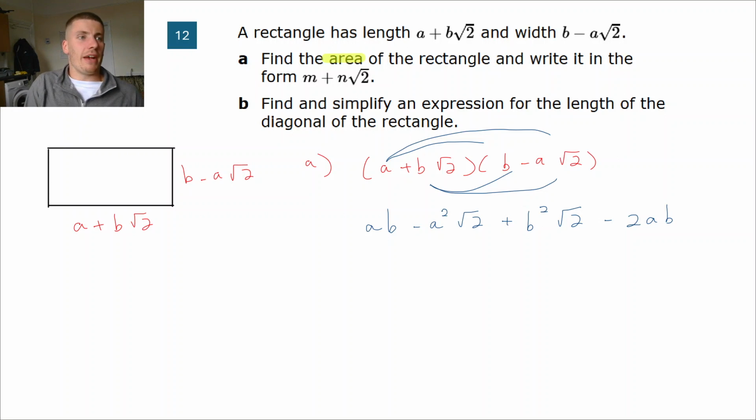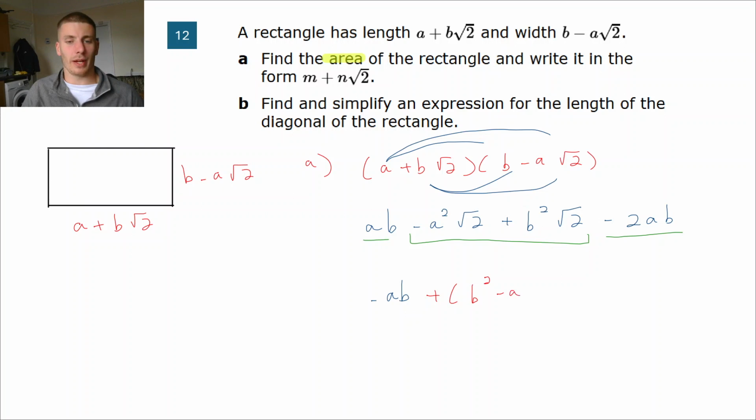Good. And what I'm noticing here is that this ab and this negative 2ab are like terms, because they both have ab. So you've got 1ab take away 2 lots of ab, which gives negative 1ab, which is negative ab. Then, because I can see in the question we want something root 2, I want to factorize out the root 2 from the a squared and the b squared. So I'm going to factorize out the root 2, which gives me plus b squared take away a squared, and then root 2 on the end.